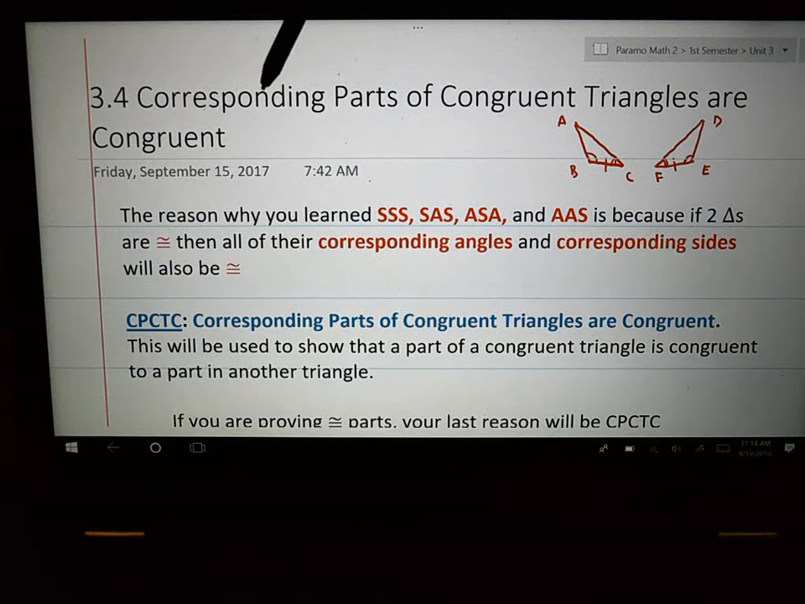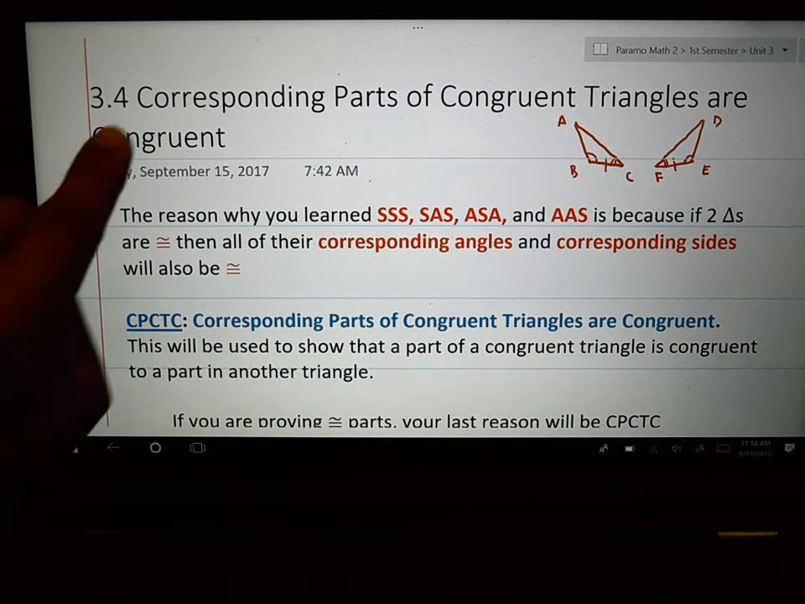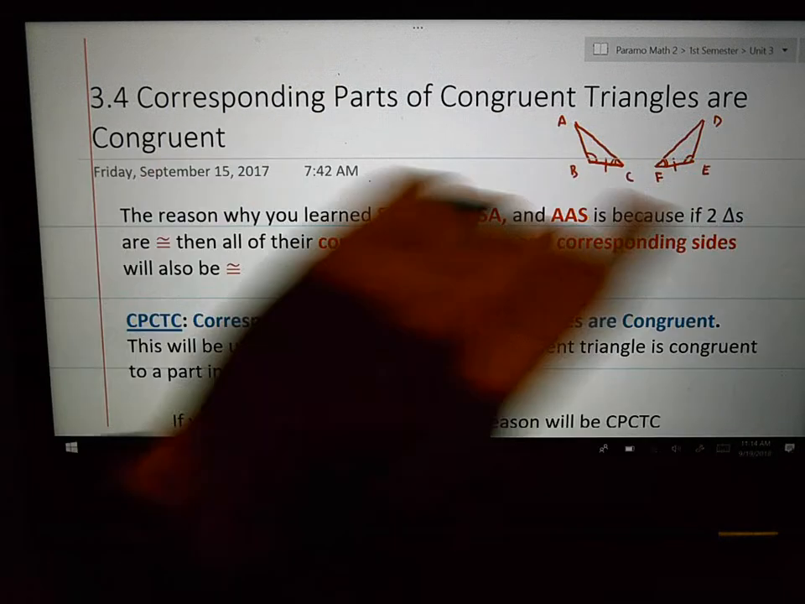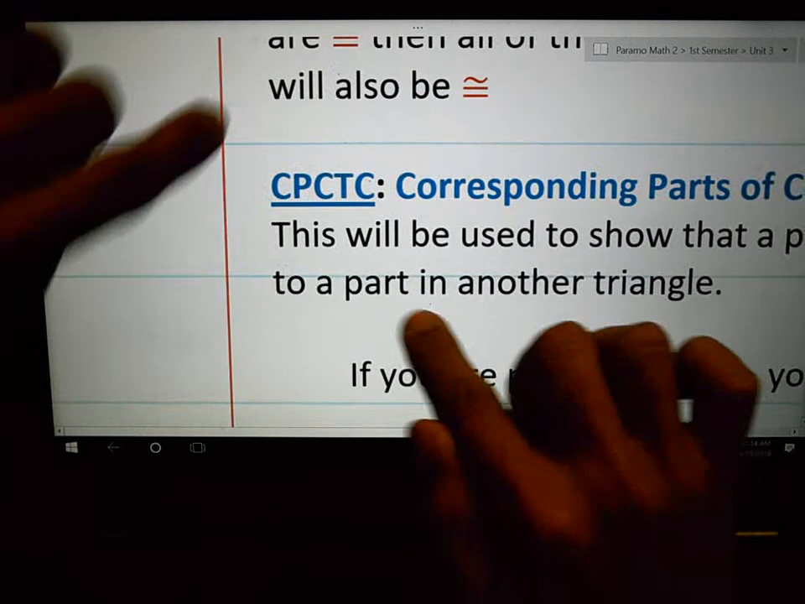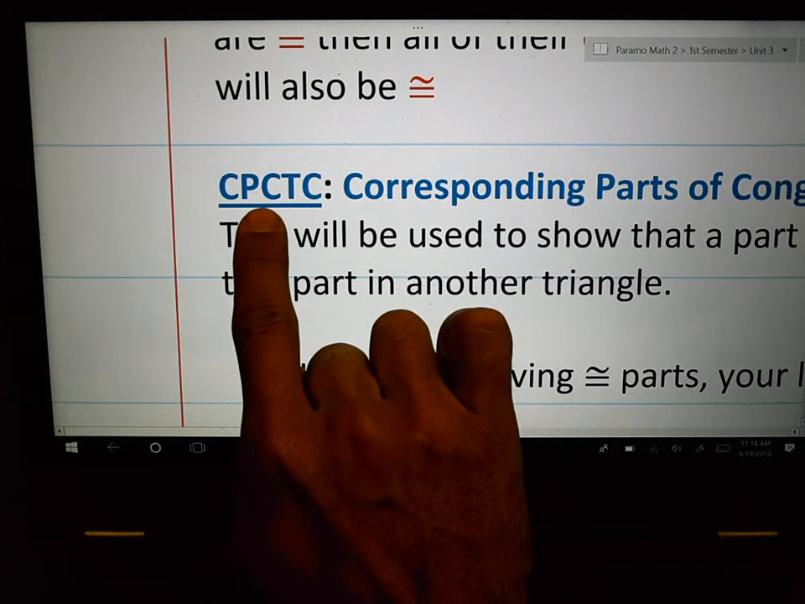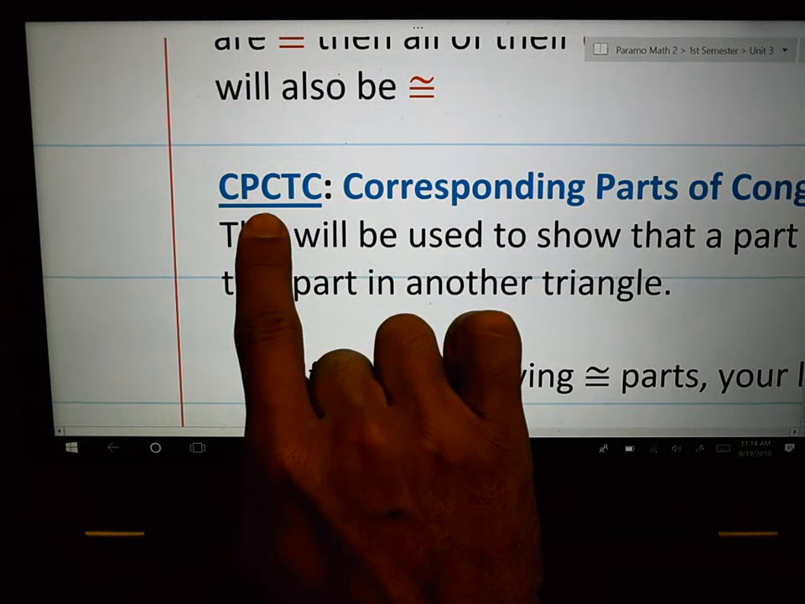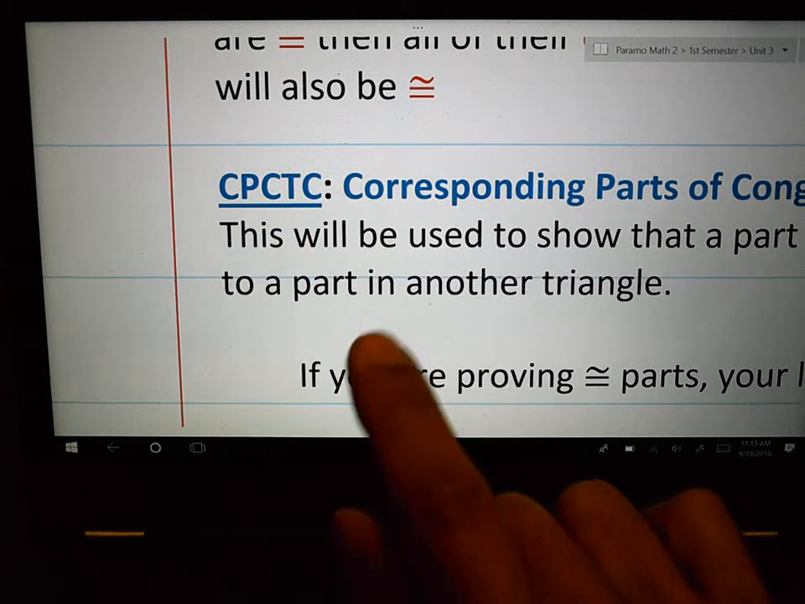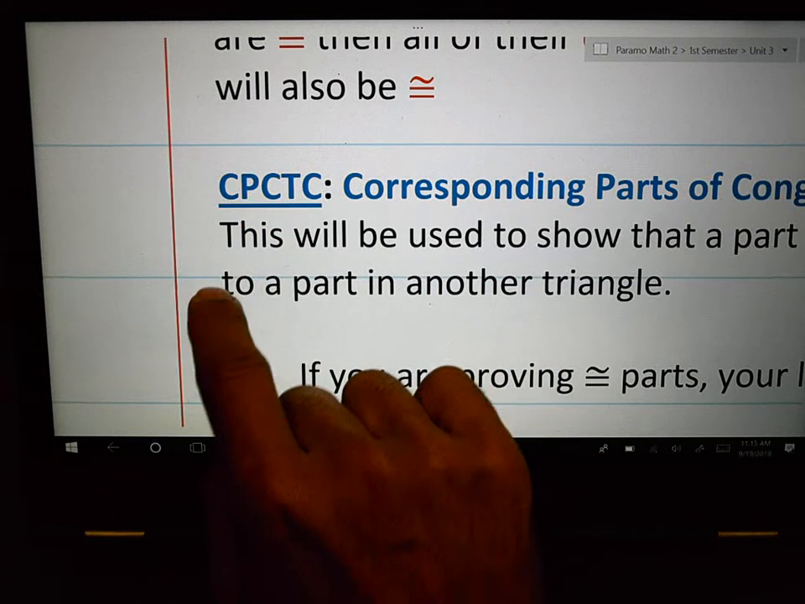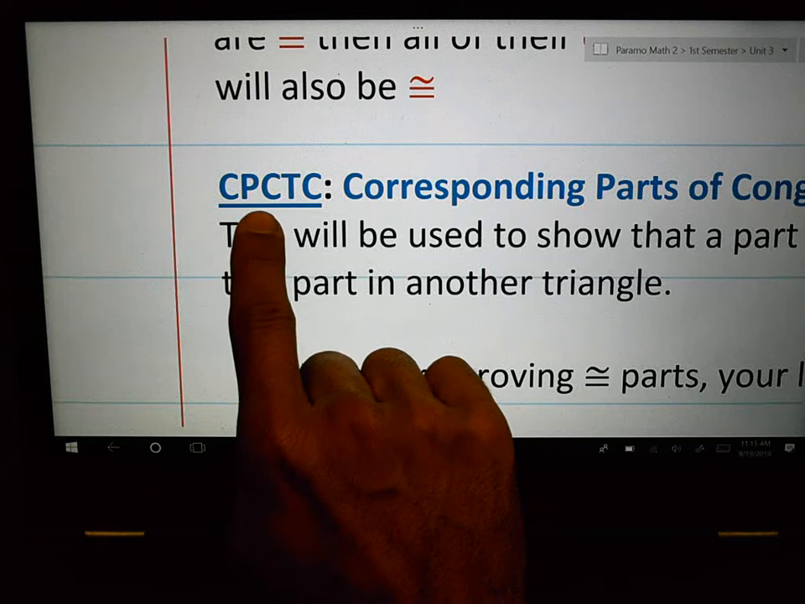Translation: the matching parts, when you've proved two triangles are congruent, they're also going to be congruent. That's what that means. And instead of writing out this whole big long statement, what you can write are these 5 letters. CPCTC. If you write CPCTC, you're telling me you know that the matching parts are also going to be congruent after you've proven two triangles are congruent.